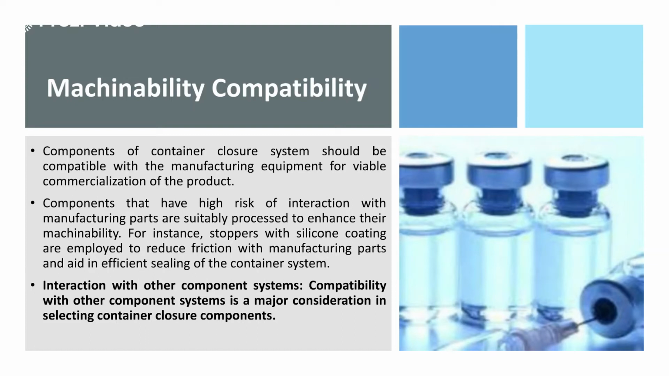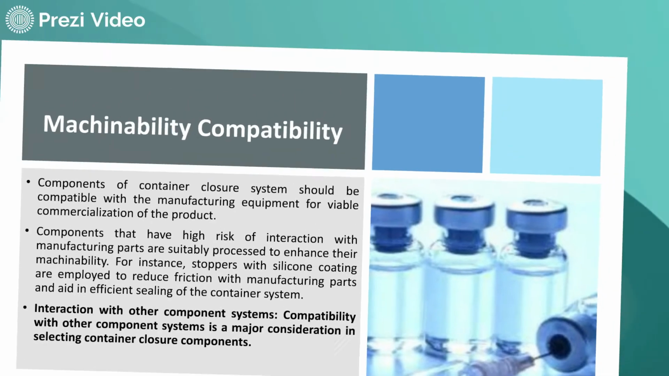For instance, stoppers with silicone coatings are usually employed to reduce friction with the manufacturing parts, and they also help in efficient sealing of the container systems. So we have to understand the importance that our container closure should not interact with the machine parts. They should be highly compatible, and compatibility with each of them should also be there. This is a major consideration in the selection of the container closure components.